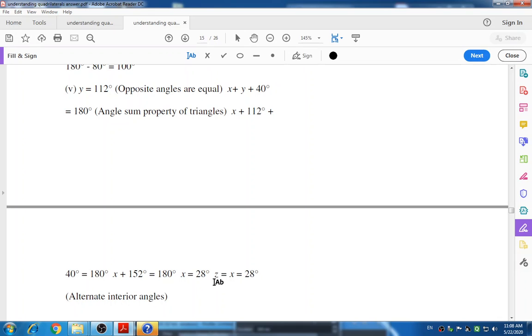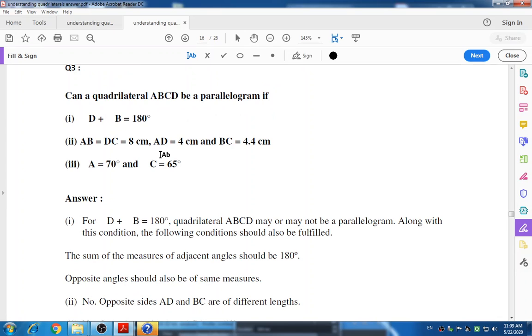Now the question number third. Can a quadrilateral ABCD be a parallelogram if angle D plus angle B is 180 degree, AB is equal to DC is equal to 8 centimeter, AD is equal to 4 centimeter, and BC is equal to 4.4 centimeter, A is equal to 70 degree and C is equal to 65 degree? Now look at here how we can solve this without drawing a figure.